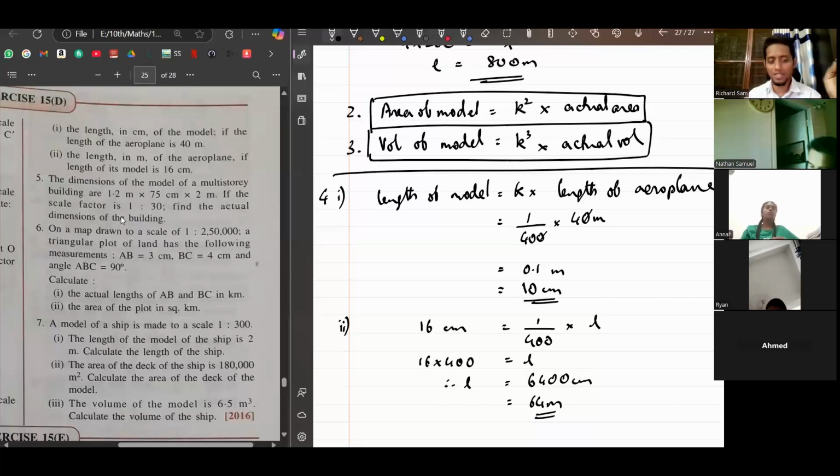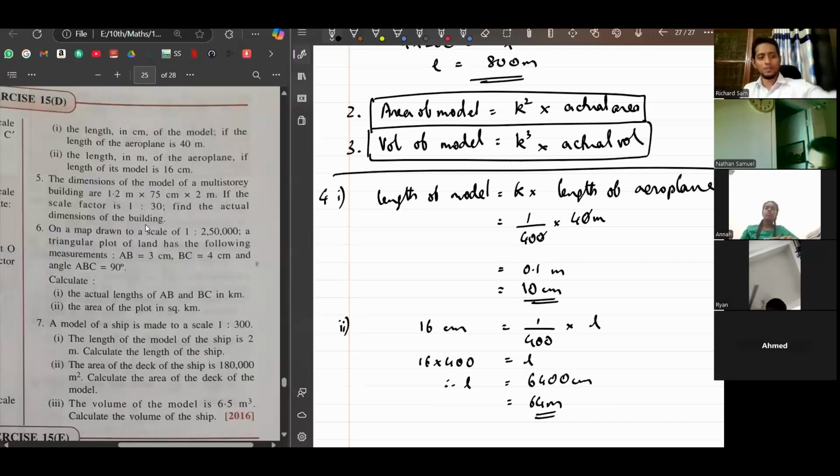See, you might think, okay, 3 values are given, length, breadth, and height. But you see what they're saying. The dimensions of the model are 1.2, 75, and 2 meters. So they've given the length, breadth, and height separately. And they're asking to find the actual dimensions of the building. Are they asking the volume of the building, or the length, breadth, and height? They're asking length, breadth, and height.